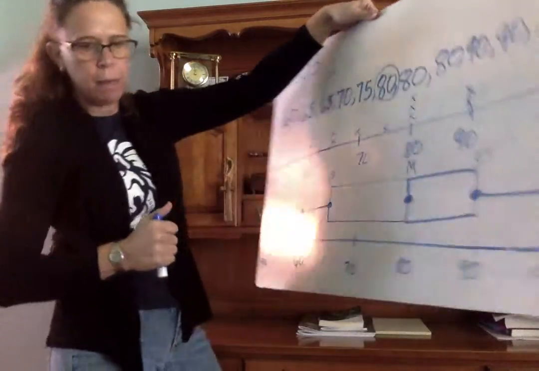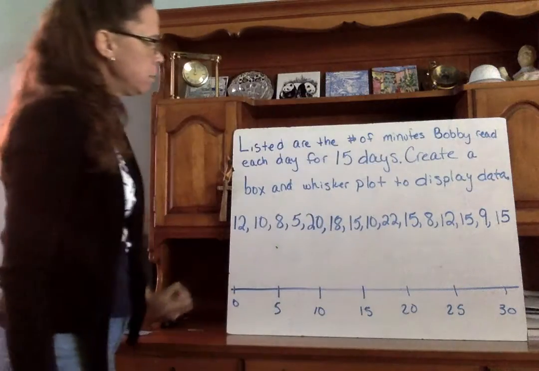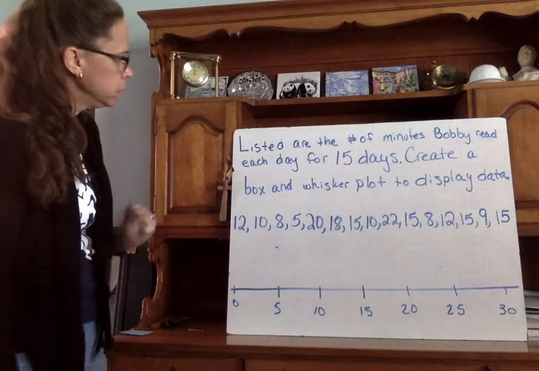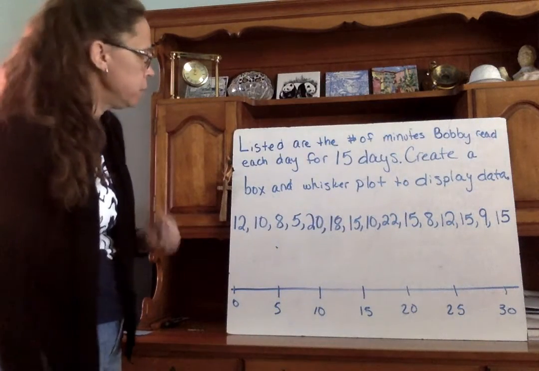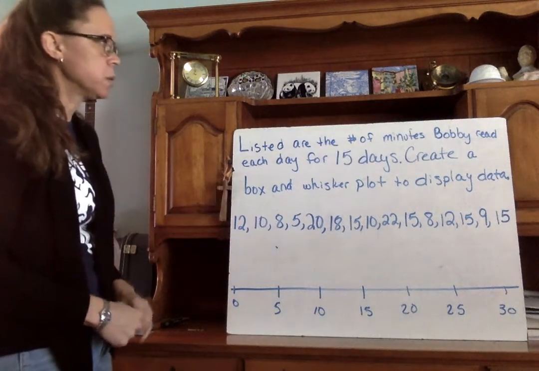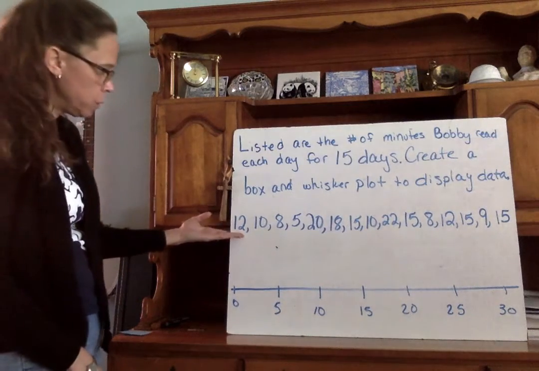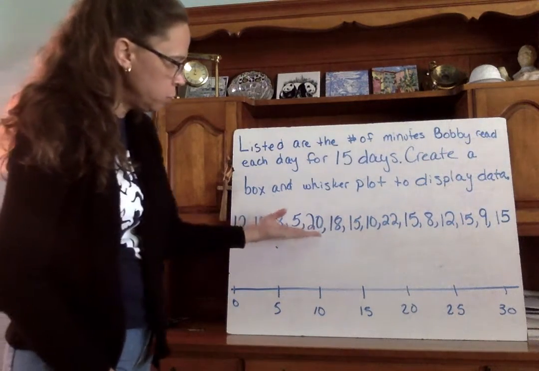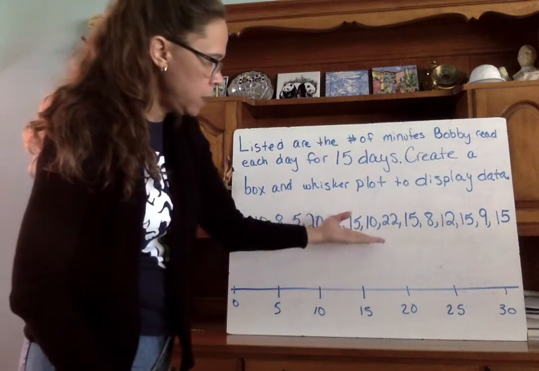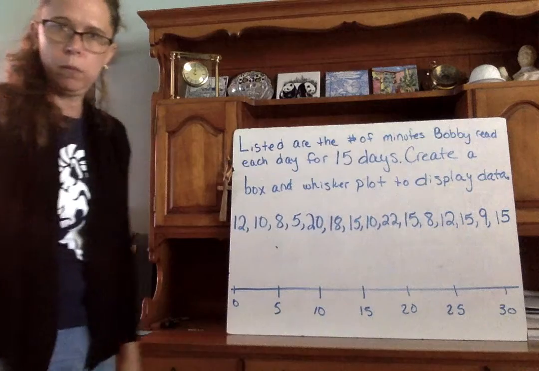Now I'm going to give you guys one to work on. Make sure you've got your notebooks out. Okay, so listed below are the number of minutes Bobby read each day for 15 days. Create a box and whisker plot to display this data. So here's the number of minutes he read each day. 12 minutes one day, 10, 8, 5, 20, 18, 15, 10, 22, 15, 8, 12, 15, 9, and 15. Okay?